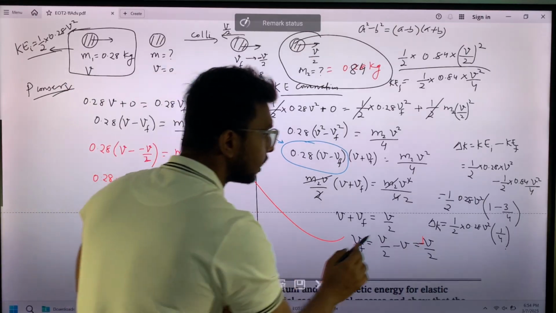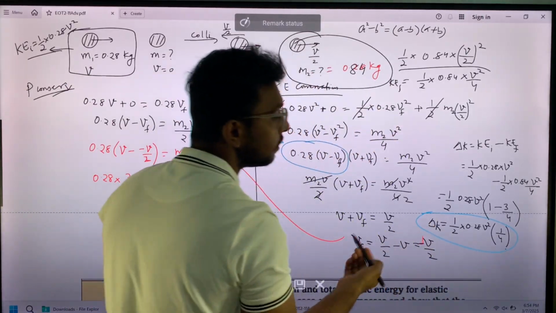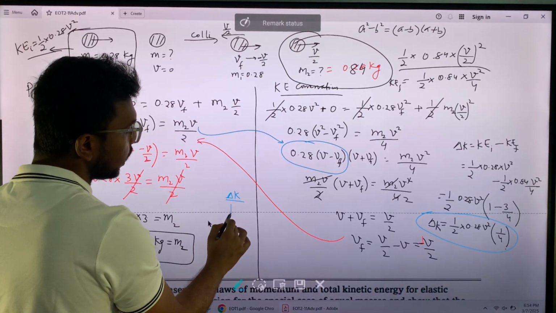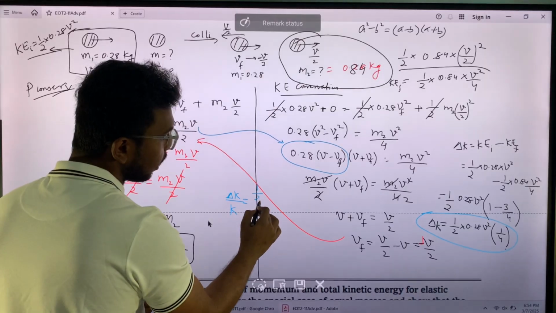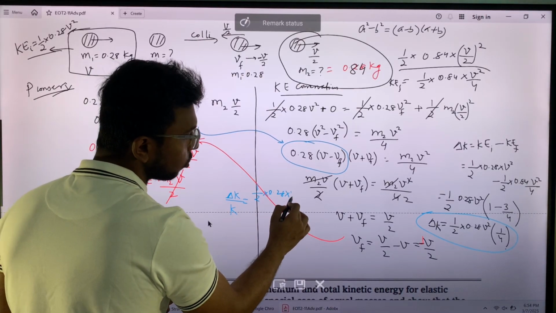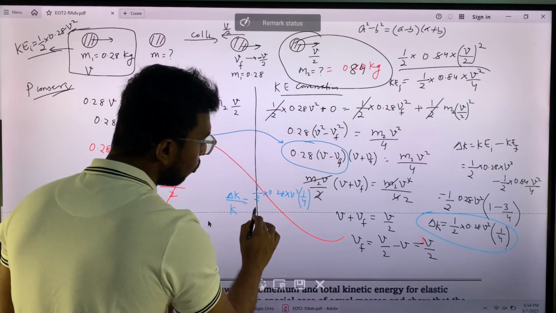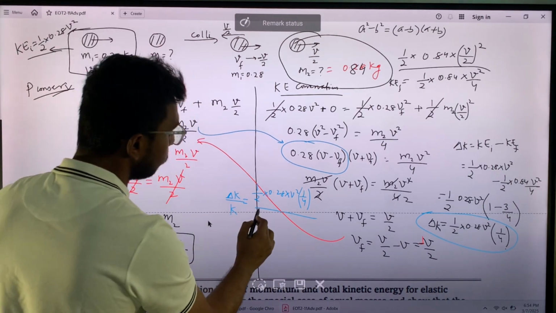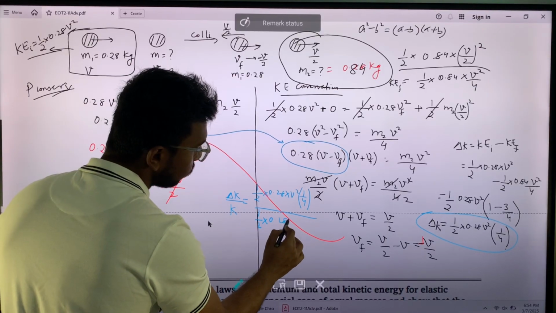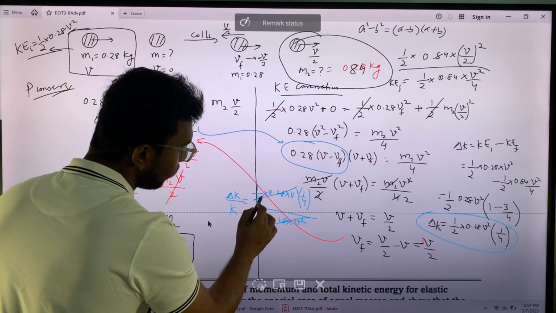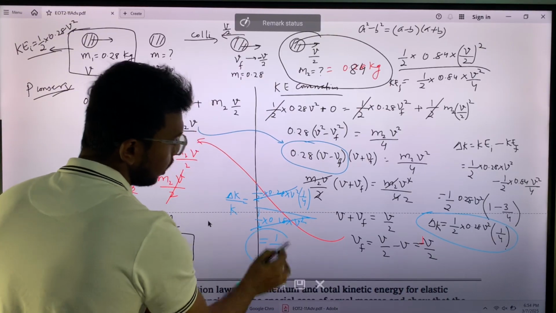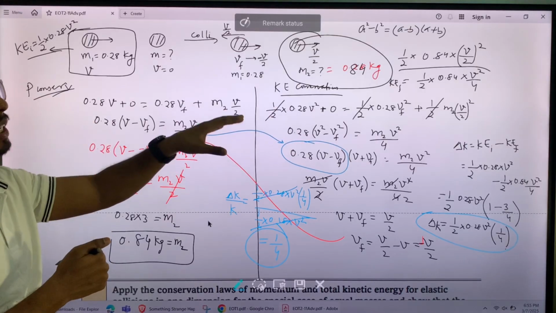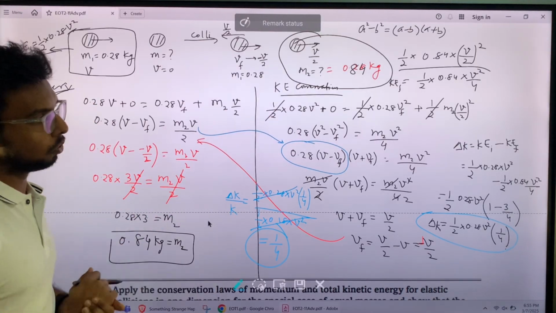If I know the delta K, the change in kinetic energy, they are asking what is the ratio that has been transferred. So they are asking delta K over K. I know delta K, that is half times 0.28 times v square times 1 by 4, over K, the initial kinetic energy, which is half times 0.28 times v square. This entire term will get cancelled and I am left with 1 by 4. So the fraction of the energy which has been transferred from the first ball to the second ball is 1 by 4.